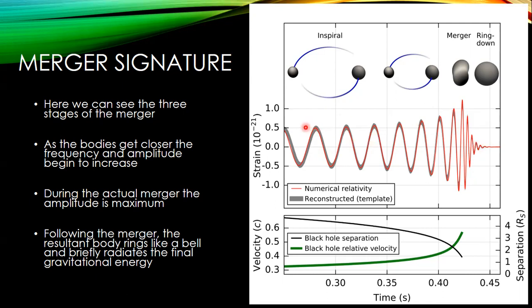But what's so special about this is the signature of these gravitational waves is very unique. It's this chirp-like wave. It's this low frequency to high frequency wave, which becomes more intense until the point at which the merger takes place.